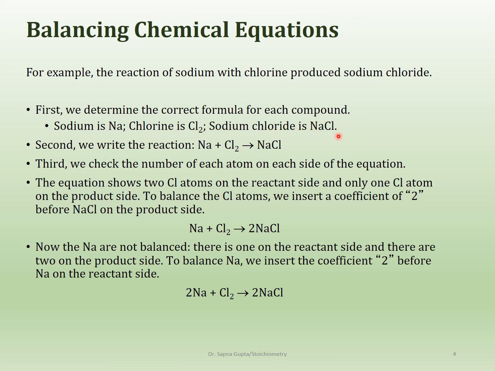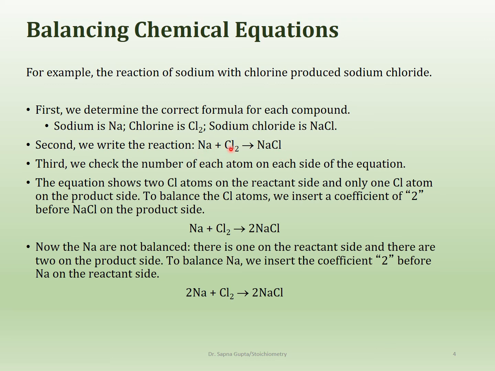And again, this is coming from nomenclature that we learned about ionic bonding and how you have a neutral compound, Na is +1, Cl is -1. This is something that you should be able to write now. So then we go on to write the chemical equation, which is Na plus Cl2 to give NaCl. Next, you check the number of atoms on each side of the equation.